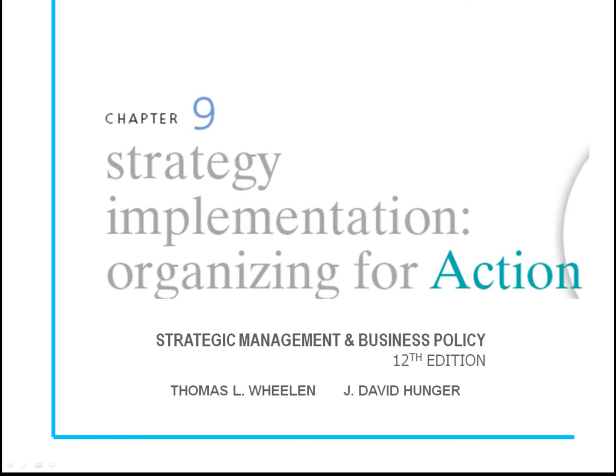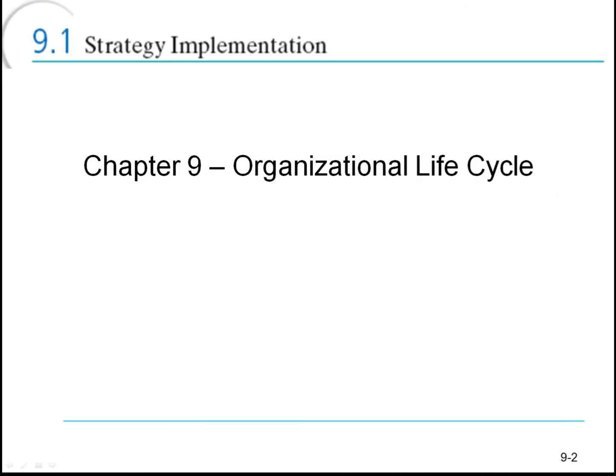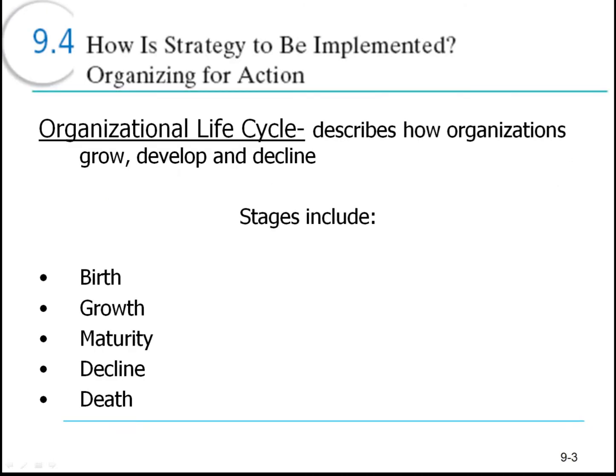In this lecture we're going to be talking about the organizational life cycle. So let's get started. Every organization goes through a life cycle. That life cycle consists of 5 different stages: birth, growth, maturity, decline, and eventually death. We're going to examine this life cycle a little bit closer in this particular lecture.